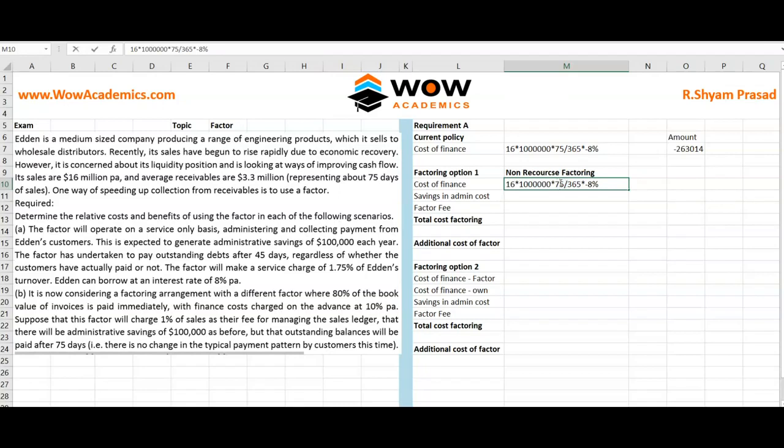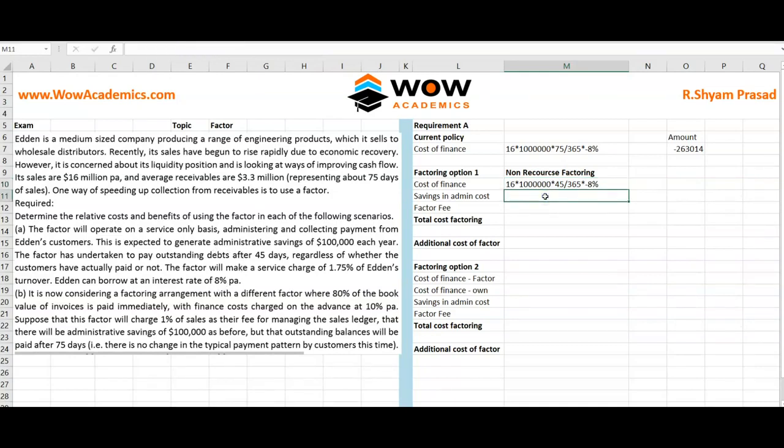The factor will pay us in 45 days, and they say that irrespective of whether customers have actually paid or not, the factor company will pay us in 45 days. So that we will take. The cost of financing, there is no separate cost of financing for factor. So we'll use the same 8%. Okay. So we can use that number.